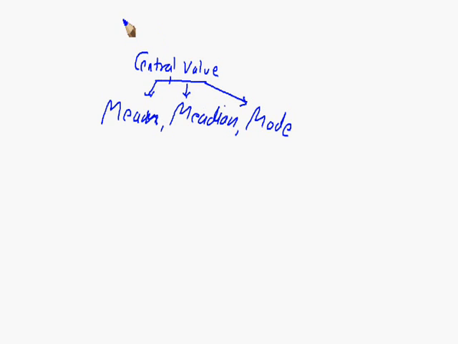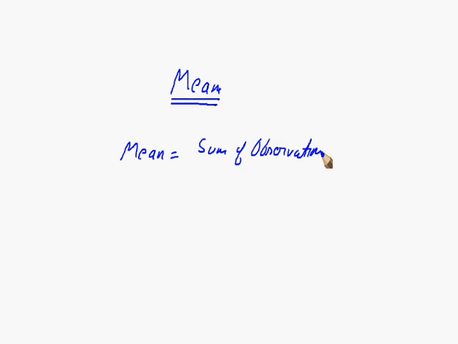Now we see how to find mean, median and mode for the given observations. First of all we discuss the mean. How will you find the mean of the data? Basically the mean is defined as the sum of observations divided by the number of observations.